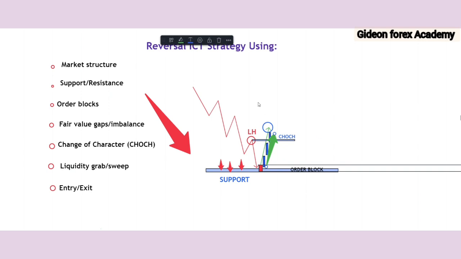So when this happens, we have confirmed the market structure is bearish. At our support, we have seen this kind of formation, an impulsive move that changes character, and as the new price has been formed, in between here, after the change of character and this impulsive move, there is a fair value gap or imbalance in the market.